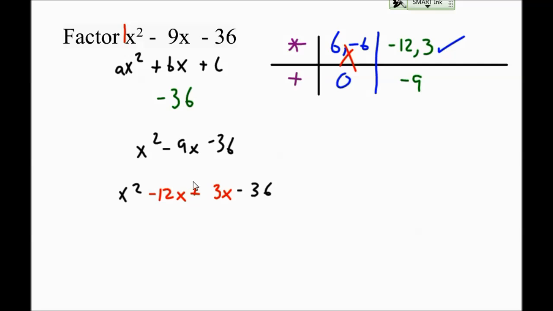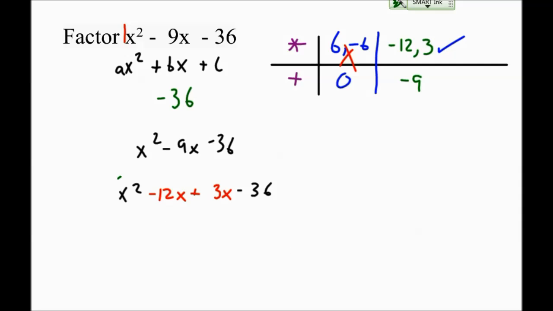Now you could be wondering, where in the world is this coming from? Well, this is coming from right there, negative 12 and 3. So I split it into those two components, and negative 12x plus 3x still equals 9x. So this is equivalent to this.